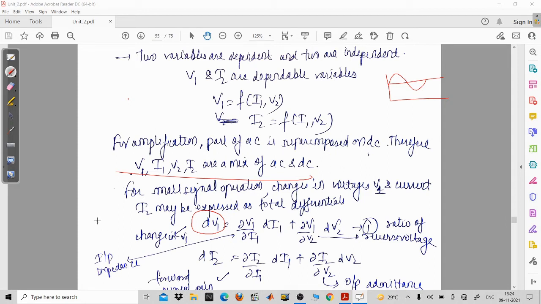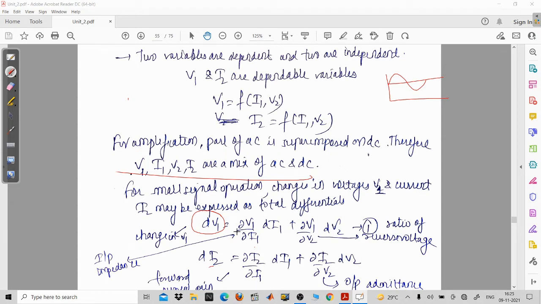Just now I have told you that transistor can be replaced by two equations, two hybrid equations. So now the change in the current is also expressed in terms of the I1 and the V2. So a partial differentiation is taken with respect to I1 first and with respect to V2. Now what does this mean? V1 upon I1, V1 upon V2.